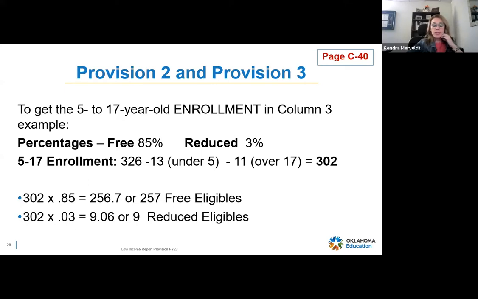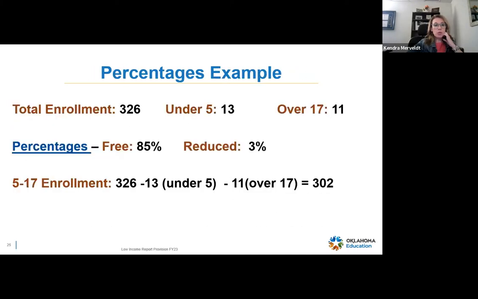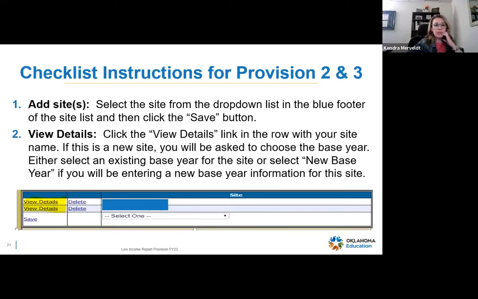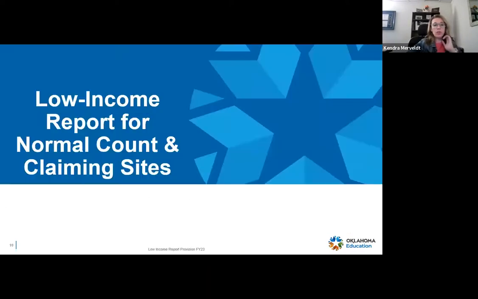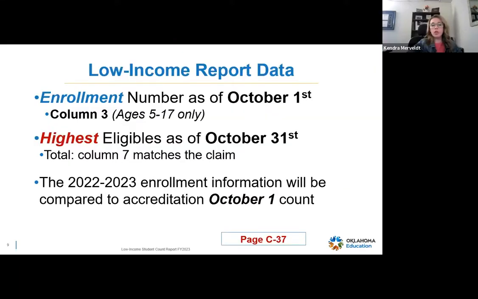Regular sites, yes, we did that at the very beginning. When you do your regular sites, you take your information. I don't want to go too fast. Your enrollment number for everybody has to be October 1st, and it goes in column 3, and it's 5 through 17 only. And then your highest eligibles are from your edit check October 31st.